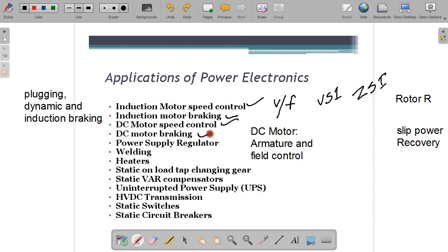Now about DC motor braking. Similar to the induction motor, a DC machine can also be stopped with the help of plugging, dynamic braking, and regenerative braking. This can all be achieved with the help of converters.